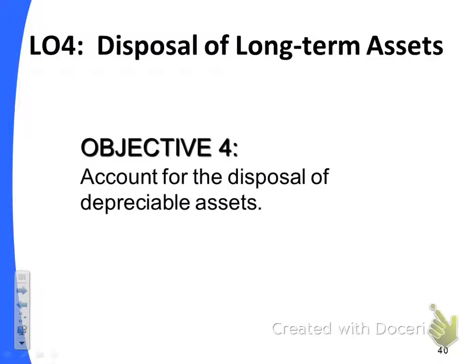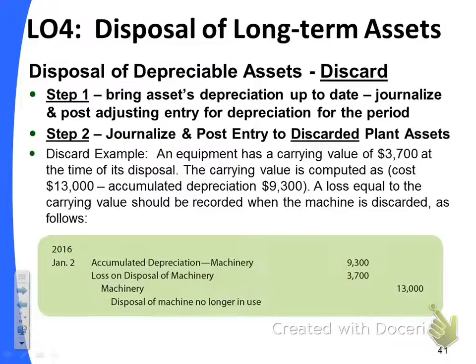We're going to deal with accounting for the disposal of depreciable assets. When we sell an asset, we have to not just write the asset off of the books. We also have to write the depreciation off of the books. We can't depreciate an asset any longer that we don't own. So we have to get both items off of the books, okay?